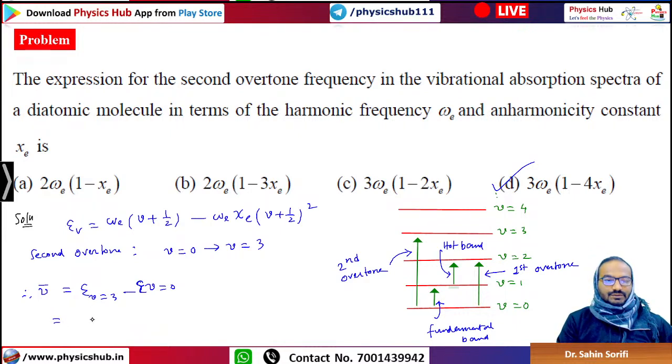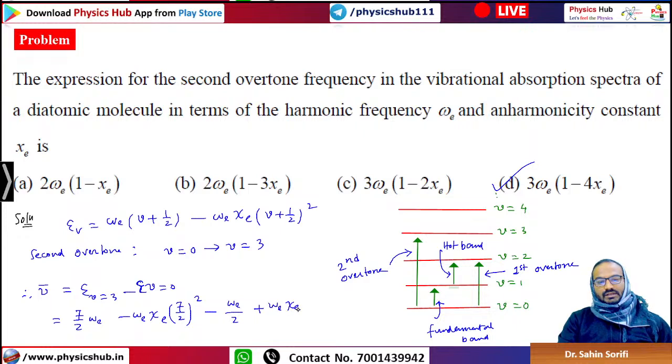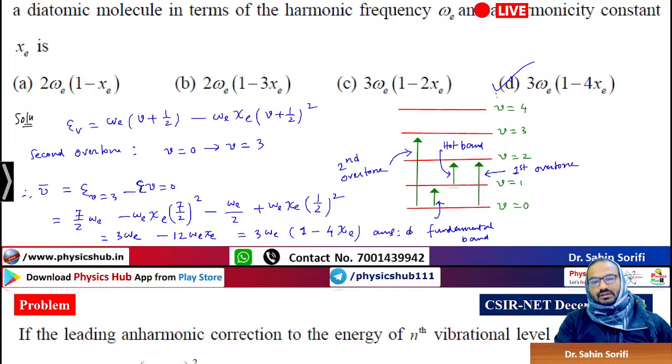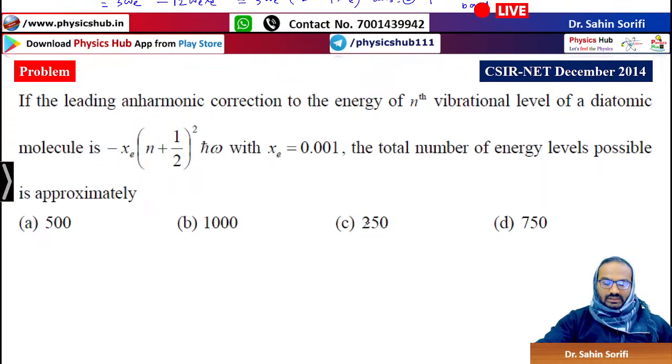If you put V equals 3, so 3 plus half, 7 by 2, omega E minus omega E chi E (7 by 2) square, minus omega E by 2 plus omega E chi E (half) square. So 7 by 2 minus half gives 3 omega E, and (7 by 2) whole square minus (half) whole square gives minus 12 omega E chi E. If you take 3 omega E common, you get 1 minus 4 chi E. That is making option D correct. Let's move ahead. Very good, well done everybody.